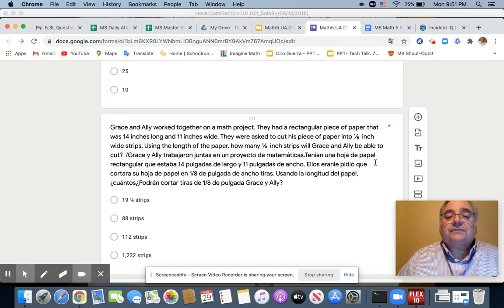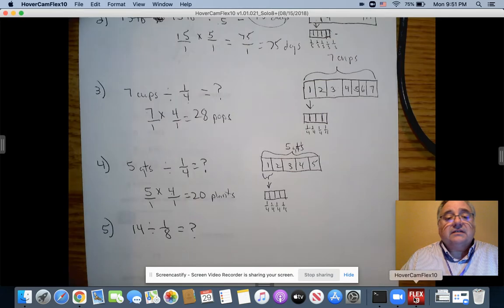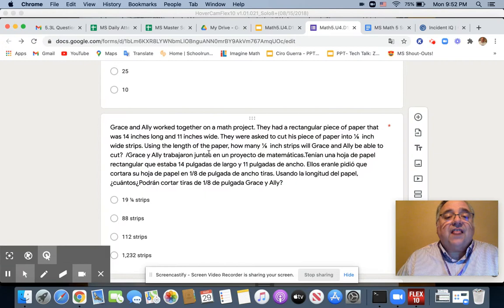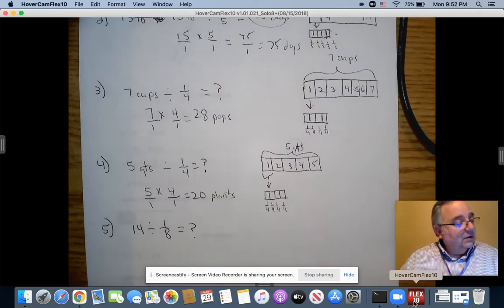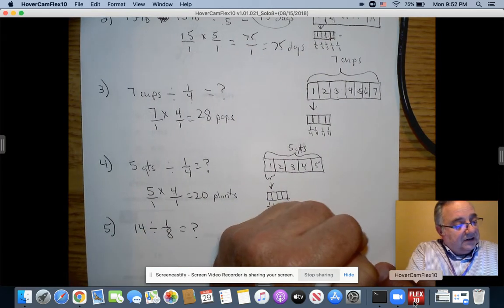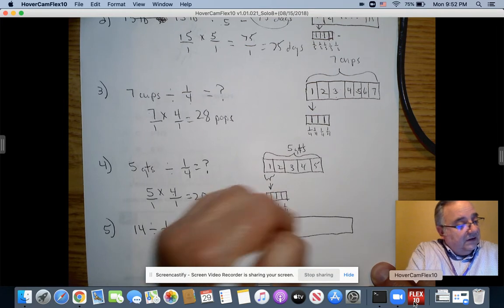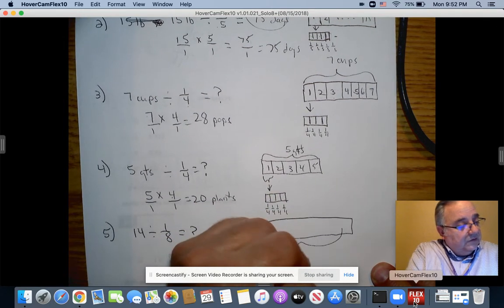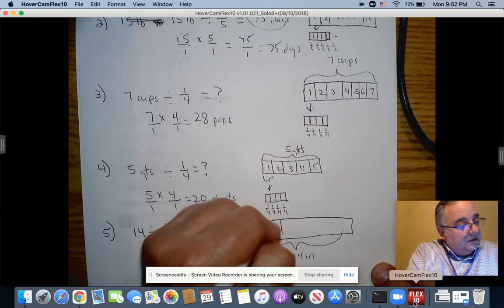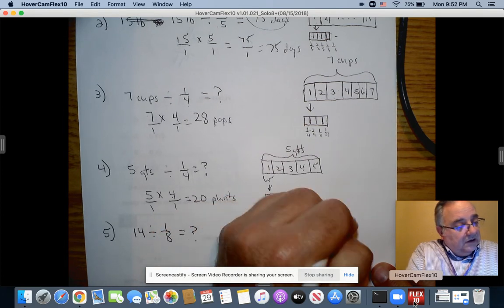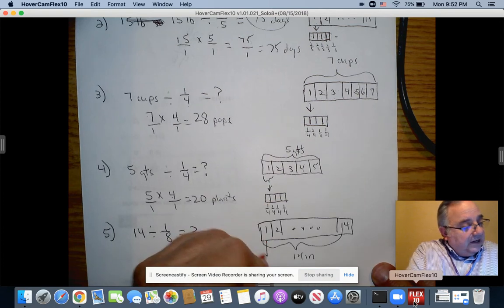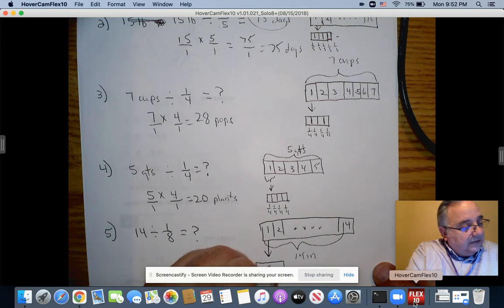Let's find out. So remember, they want us to use the length. The length is how long it is. So it's 14 inches. So I'm going to be doing a tape measure right here of 14 total, 14 inches, all the way 14. Now in each of those ones, I'm going to be dividing it into eighths.